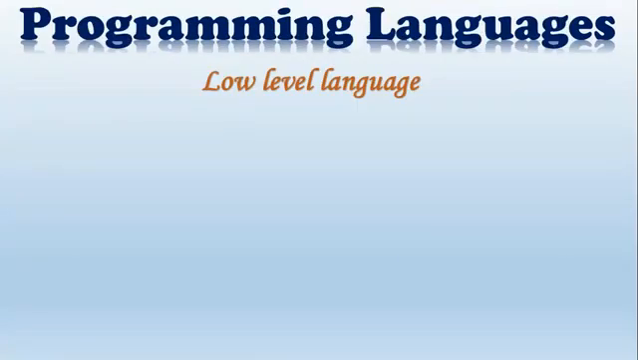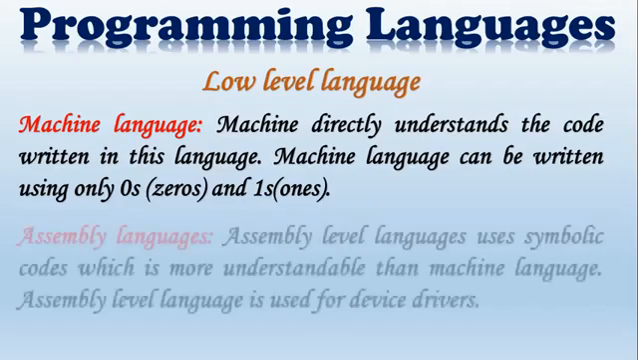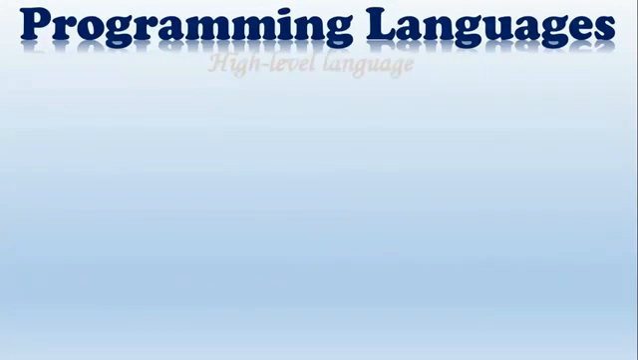There are two types of languages, that is categorized into two: low level language and high level language. Let us see what is low level language. Machine language. So that already we have seen. Machine directly understands the code written in this language. Machine language can be written using only zeros and ones. Assembly level languages use symbolic codes which are more understandable than machine language. Assembly level language is used for device drivers.